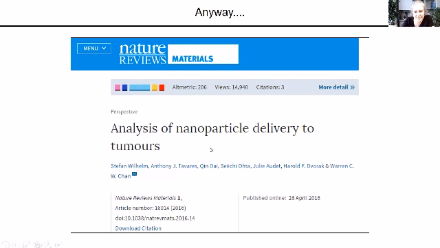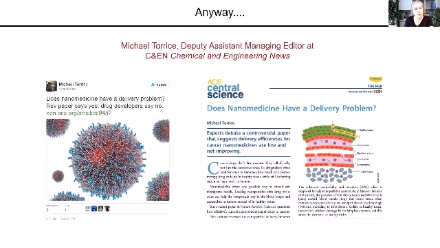And this study four years ago was starting to put something in question when the analysis of nanoparticle delivery to tumor was really detailed. And then it started really like a buzz, I would say, especially in Chemical & Engineering News. And the title, very catchy, was "Does Nanomedicine Have a Delivery Problem?"